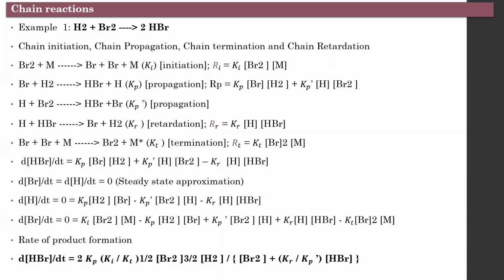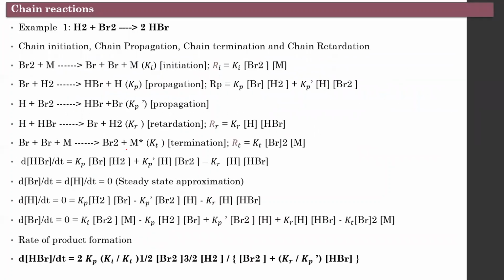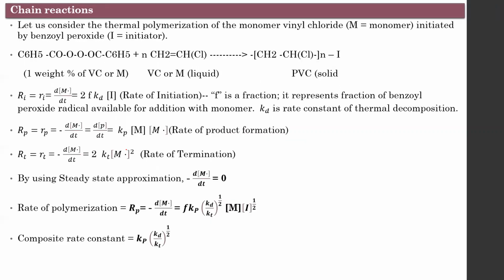Next comes chain reactions. Here I explained two examples: H2 plus Br2 gives rise to 2HBr, and another one is polyvinyl chloride formation, polymerization. Both are based on the steady state approximation. Write the rate expression for each and every concentration, with the intermediate concentration's rate equal to 0. Then obtain the rate of product formation and the rate of initiation. All the terms are noted down here. You can go through the calculation and you will get to know it.